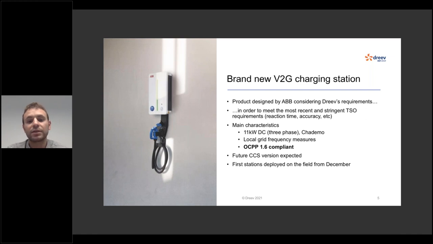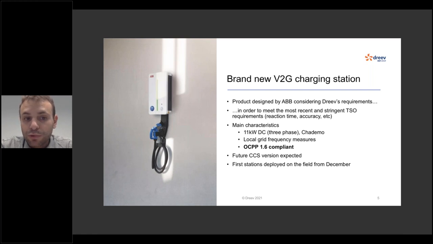So the main characteristics are the following. It's an 11 kilowatt DC three-phase CHAdeMO charging station at the moment. It has the capability to measure locally the grid frequency to provide local grid frequency service. And it is, from the historical perspective, compliant with OCPP 1.6. So ABB had already developed an OCPP 1.6 stack for their other charging stations.